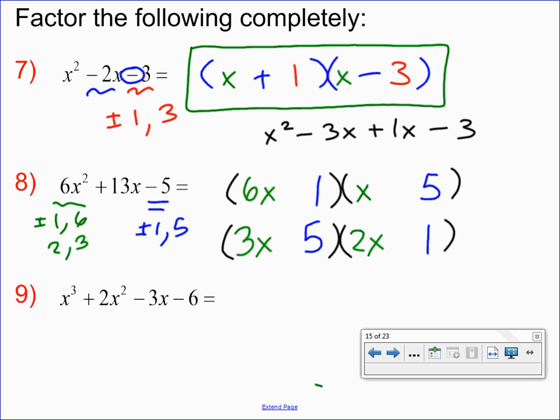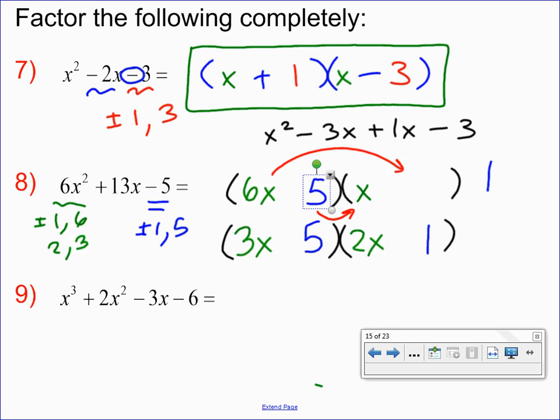I don't know if these placements are correct or not, but we have to be willing to make a mistake, because each mistake we make will just bring us one step closer to the correct placement. Let's currently consider our outside product in the top one. 6x times 5, that's 30x. My inside product would be 1 times x is 1x. Will that sum to give me the 13, positive or negative? No, so that placement's no good.